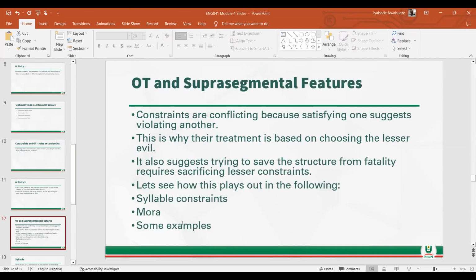Thank you. Let's look at optimality theory and segmental features. So constraints are now like this is what we said. What optimality theory is, constraints are.